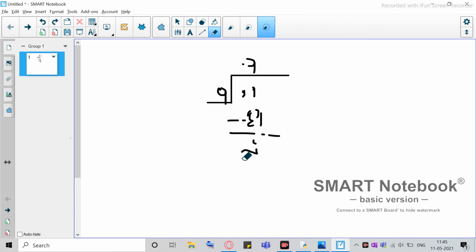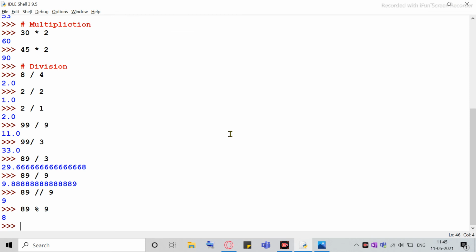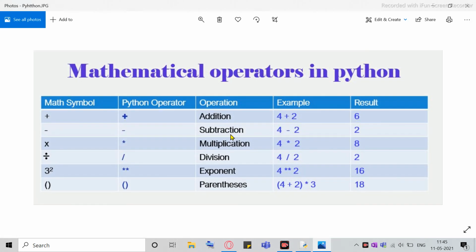So this is what I was talking about. Let me just remove all this. Okay, so this was division, long division and modulo, and I guess this is a lot for today, but let me just finish with the exponential value and the parentheses.